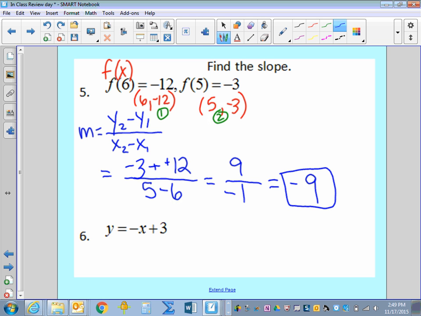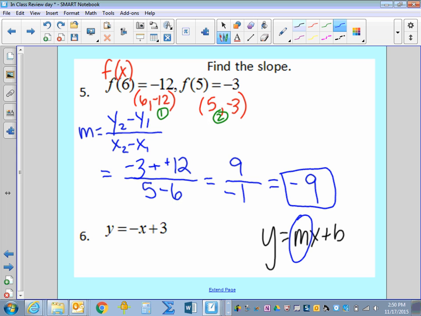We have our equation. Where is my slope located in my equation? Slope equals mx plus b. Y equals mx plus b. Which letter represents my slope? M, and this is my slope. So what's my slope in this equation?